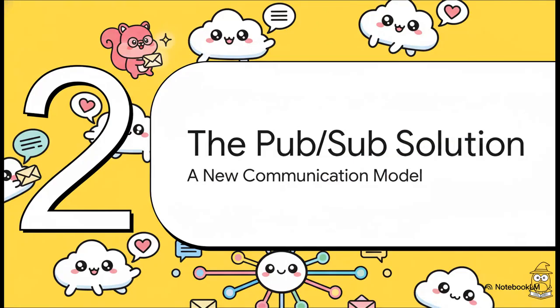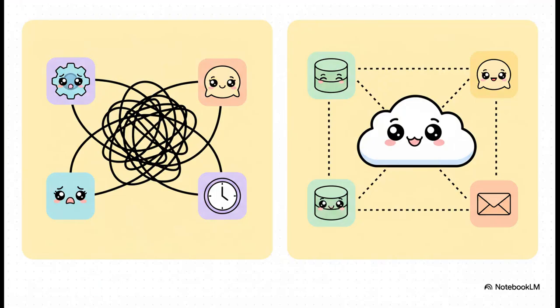So how do you untangle all that spaghetti? This is exactly where the publish-subscribe model, or Pub Sub, comes in. It's a totally different way for our apps to think about communication. And this visual just shows it perfectly. On the left, you've got the old way, that chaotic spiderweb of direct connections we just talked about. And on the right, that's the Pub Sub way. Instead of chaos, you have this central, organized hub that acts as the connective tissue for your whole system. Services stop talking to each other and instead start talking through the hub.